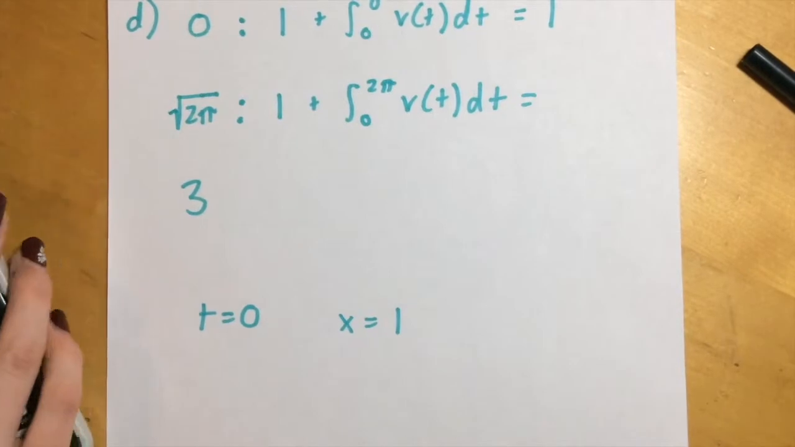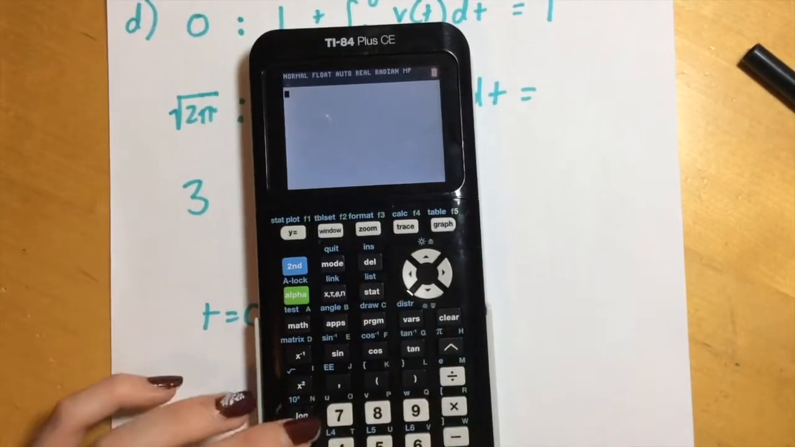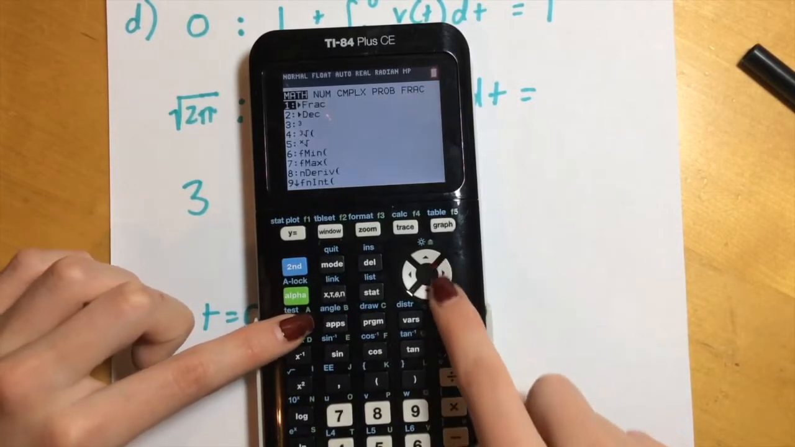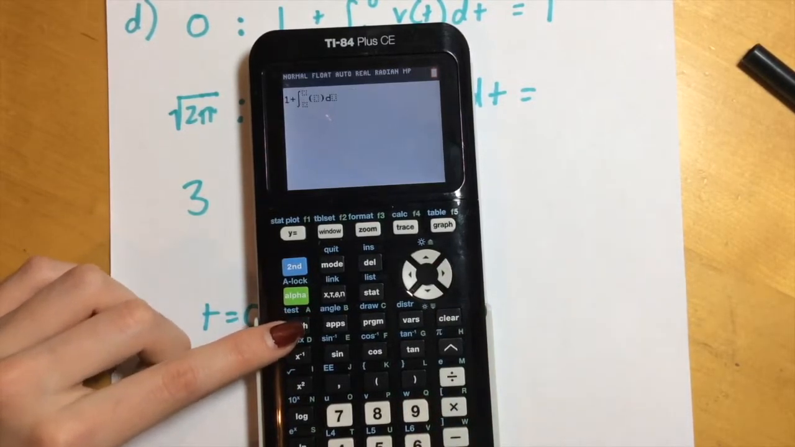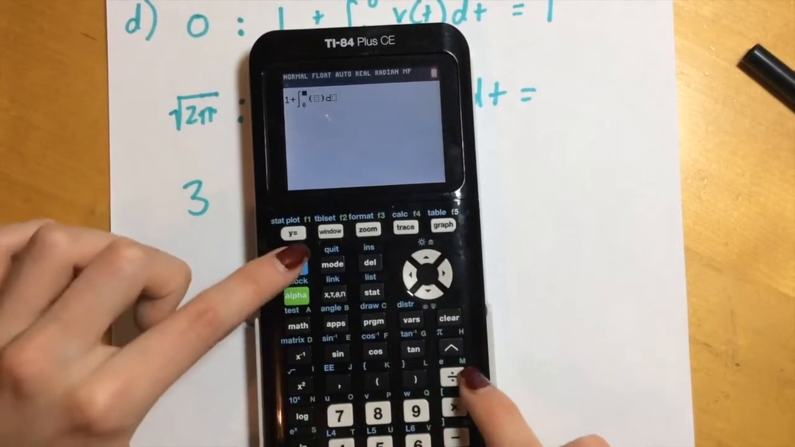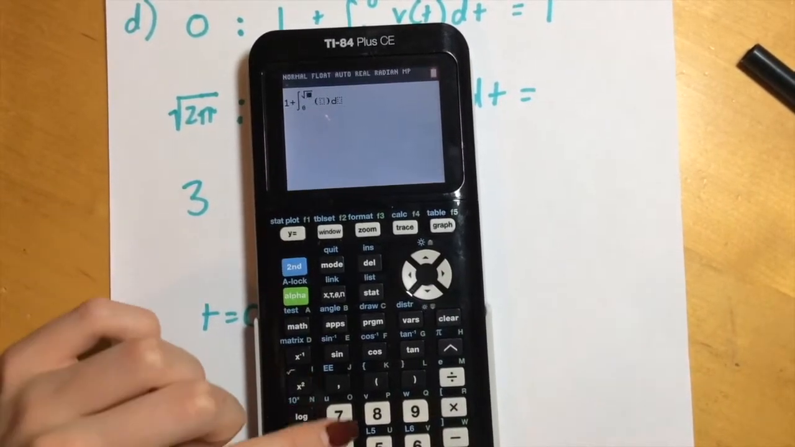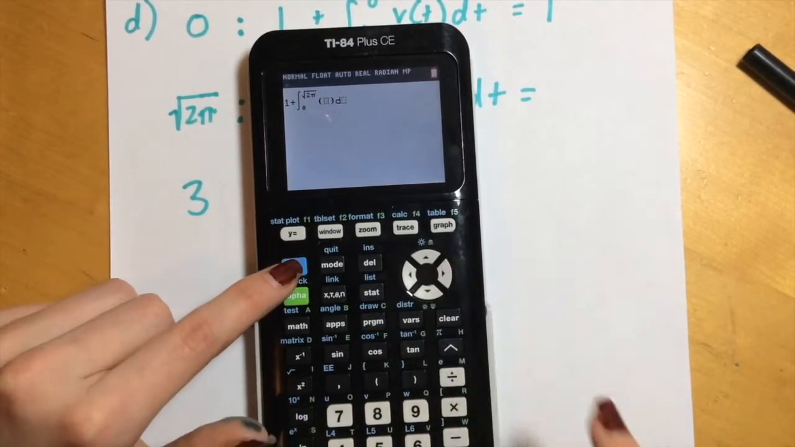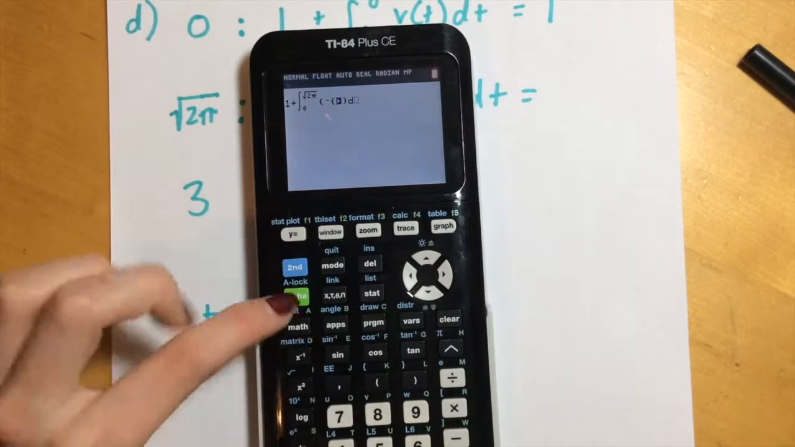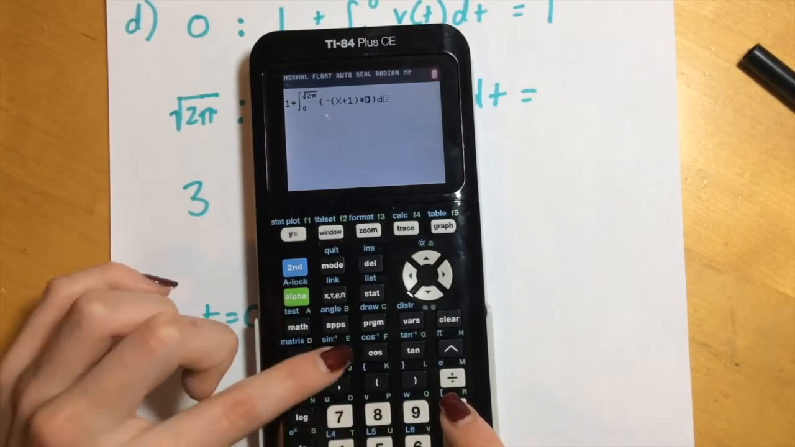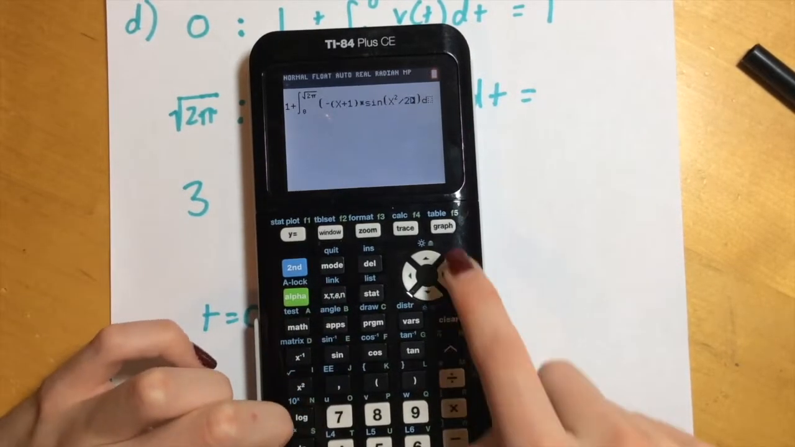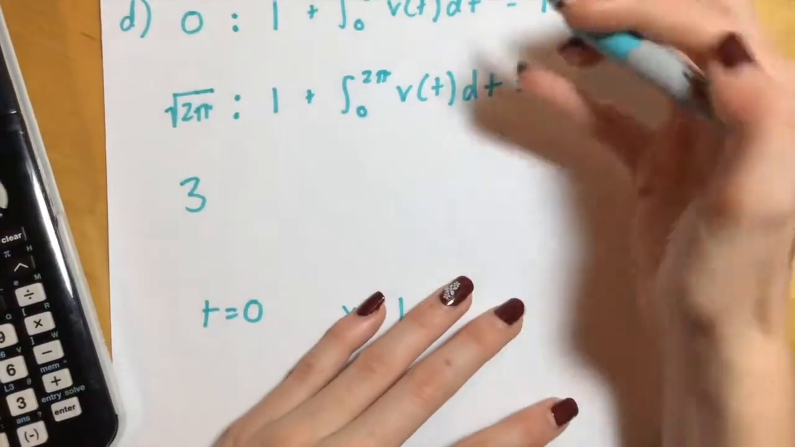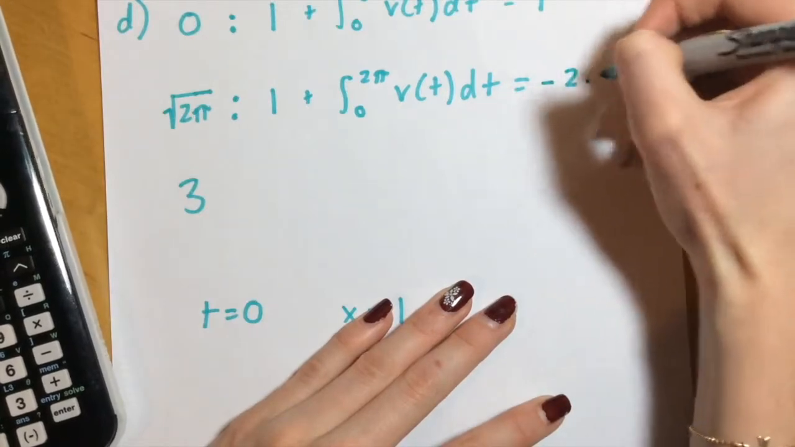So to solve for this, we can just plug it into the calculator, and we're going to do 1 plus math integral from 0 to the square root of 2 pi, and then we're just going to plug in the velocity function. And we are going to get negative 2.265.